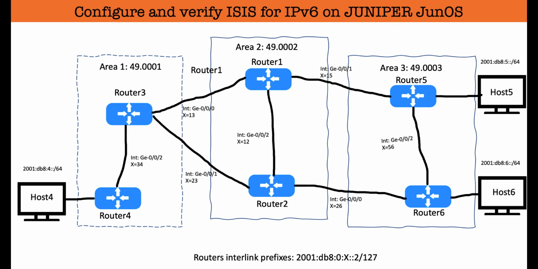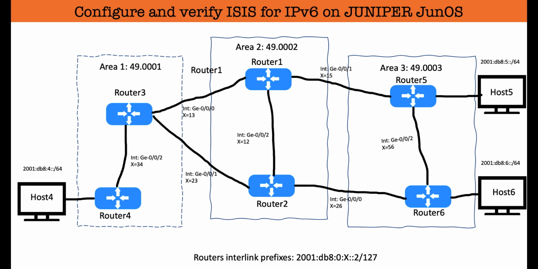Hello and welcome. In this video, we are going to demonstrate how to configure and verify ISIS for IPv6 address family on Juniper routers. We have 6 routers in our topology, and right now, all the devices have been configured with their IPv6 addresses, and each of them can communicate with the directly connected devices. Host 4 can communicate with router 4, host 5 can communicate with router 5, host 6 can communicate with router 6. But communications cannot go from host 4 to host 5 and host 6 respectively.